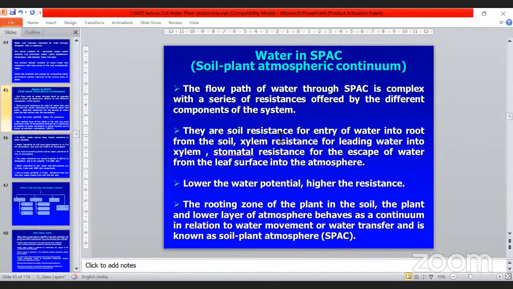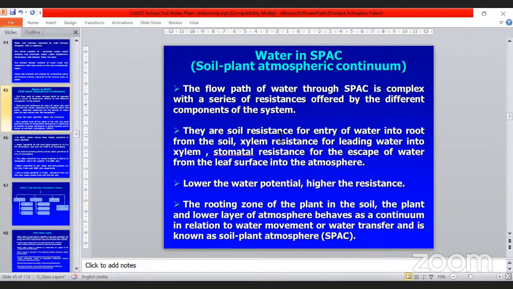There is the soil resistance for the entry of water into the roots, the xylem resistance for leading water into the xylem, and the stomatal resistance for the escape of water from the leaf surface into the atmosphere. So the lower the water potential, the higher the resistance, because water moves from higher to lower potential. When the water potential is lower, the resistance will be higher.